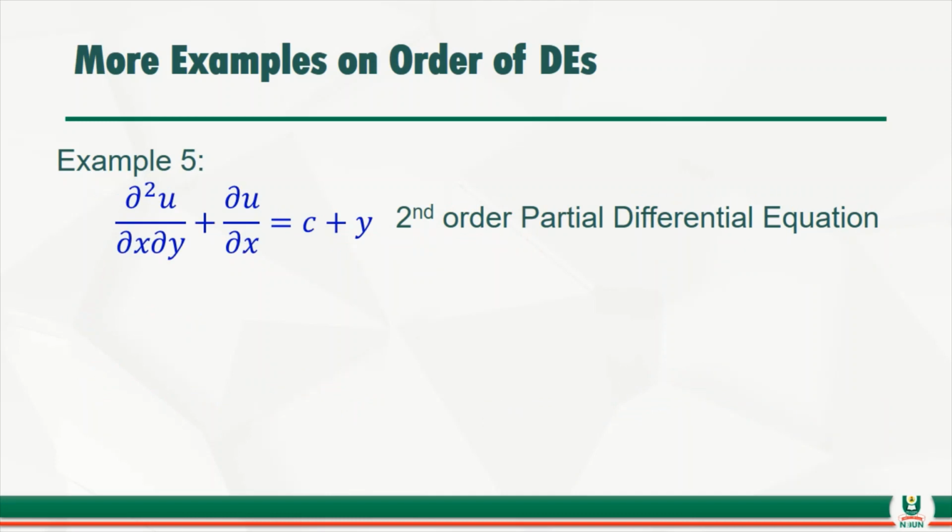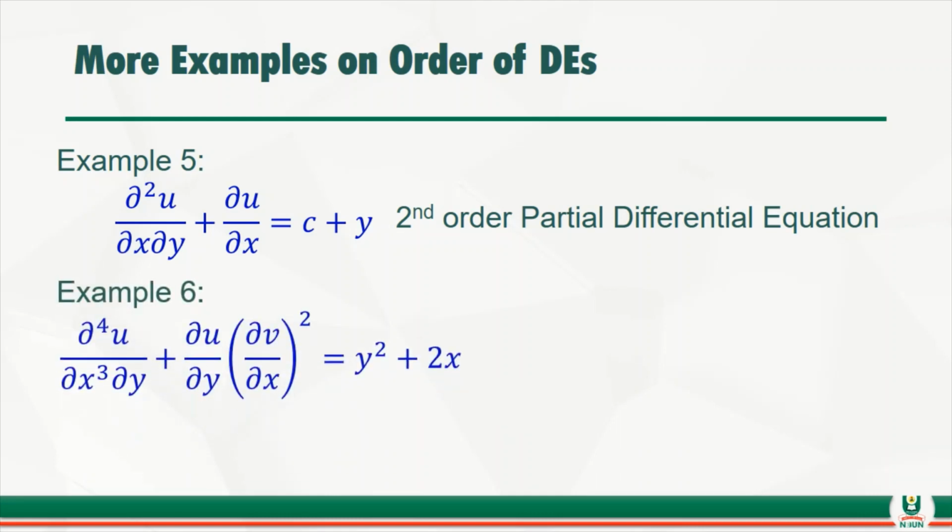Example 5. If you look at this problem very well, you will notice that u is the dependent variable, and x and y are the independent variables. So what does that mean? It means that we are actually dealing with a partial differential equation. Now let's take a look at the highest derivative. The highest derivative here is 2. In that case, we are going to refer to this problem as a second order partial differential equation.